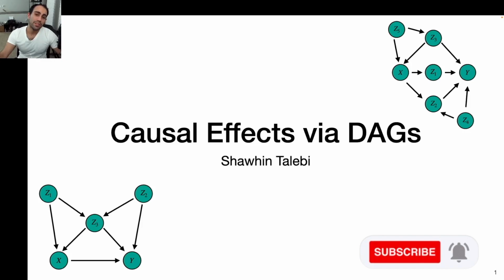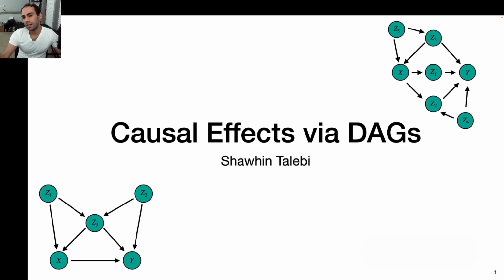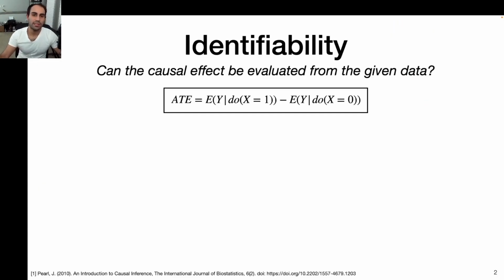In the previous video of this series, we defined causal effects using something called the do operator, and then this led us to the concept of identifiability. So that's where we're going to start our discussion today. So identifiability is all about answering this question: can the causal effect be evaluated from the given data? So one way we can define causal effects is via the average treatment effect, or ATE for short.